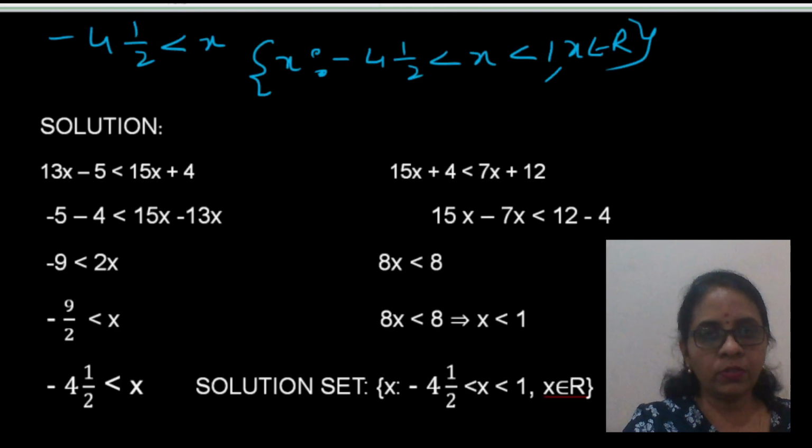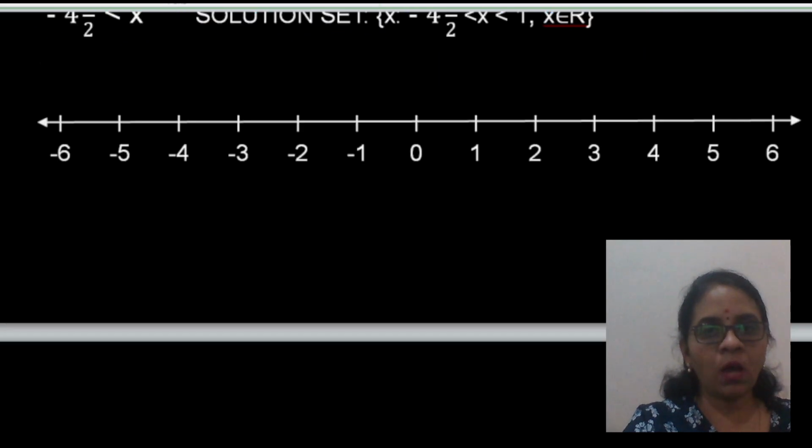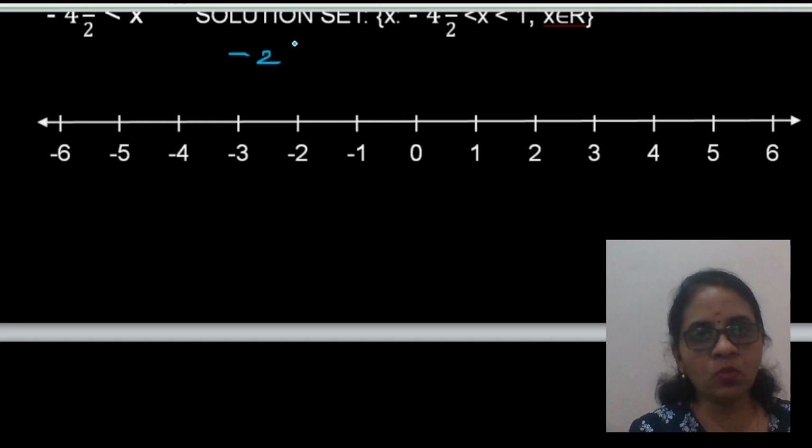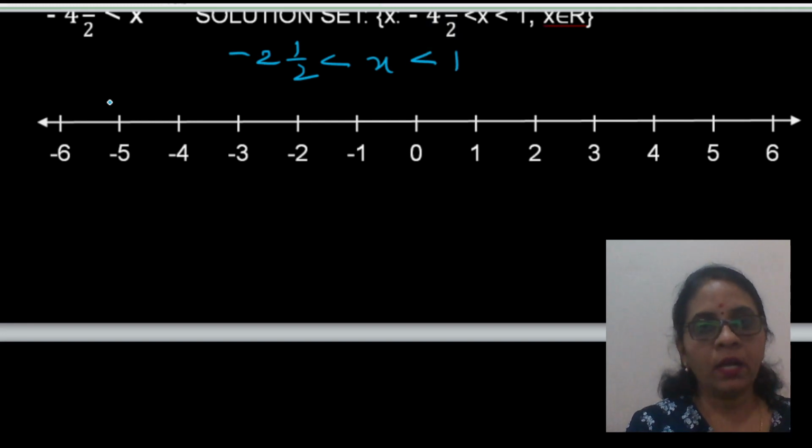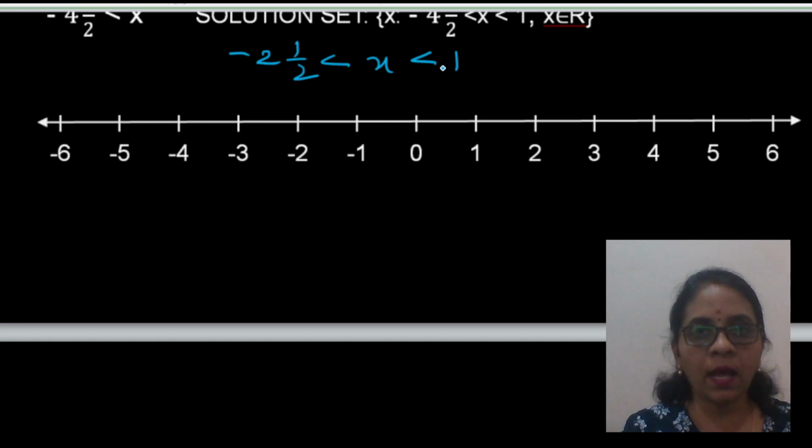So this is the solution as we have seen, and now how do we plot it on the number line? So what is it, children? The solution set is minus 2 1 by 2 less than x less than 1, x belongs to R. Now first of all tell me, minus 2 1 by 2 and 1 both are not included.